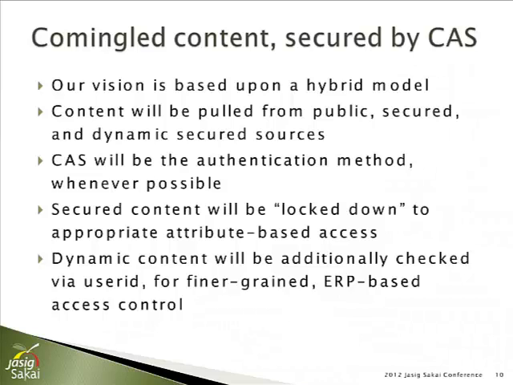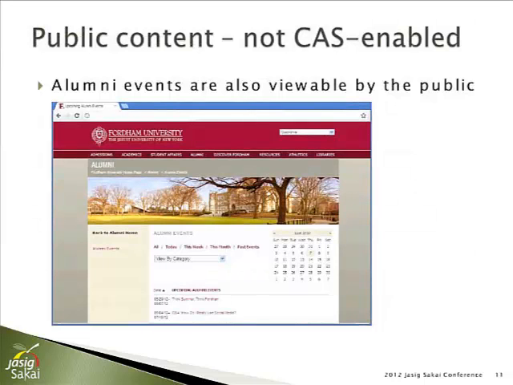So we're looking to use CAS for the authentication method, and then we're going to lock down the secured content using attribute-based access, where we would define that in a configuration as we would roll out new content. And the dynamic content would be additionally checked for some of that dynamic content that we're getting from Banner. Banner also has fine-grained authorization, so we kind of have a double lockdown from an authorization standpoint when we get to the Banner code.